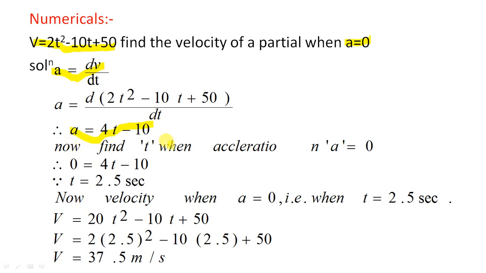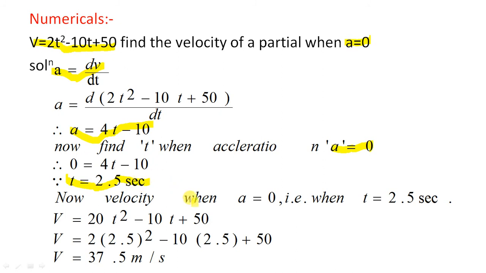Now to find out the t when acceleration A is equal to 0. We have to find out the t when A is equal to 0. We have got the equation of acceleration: A is equal to 4t minus 10. Substitute the value 0 over here, and you will be able to find out the time t. So this time you will get as 2.5 seconds. This is the time when the acceleration A is 0.